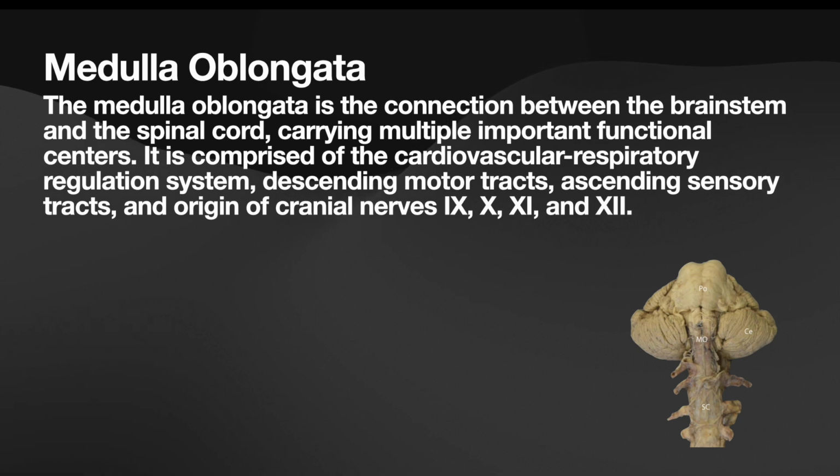The medulla oblongata is the connection between the brainstem and the spinal cord, carrying multiple important functional centers. It is comprised of the cardiovascular-respiratory regulation system, descending motor tracts, ascending sensory tracts, and the origin of cranial nerves 4, 5, 6, and 7.